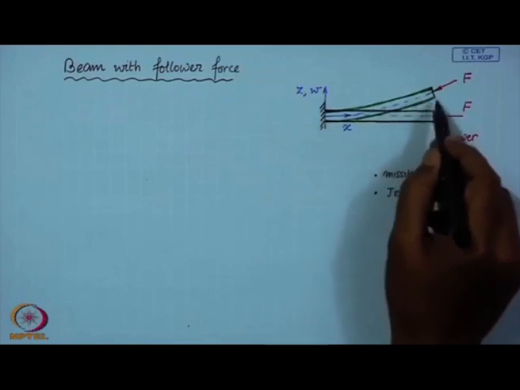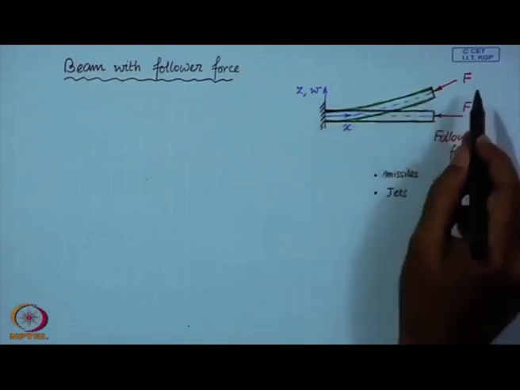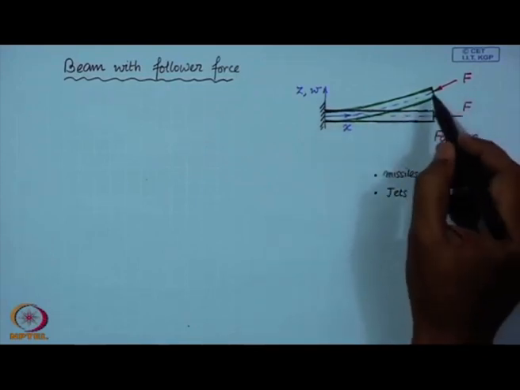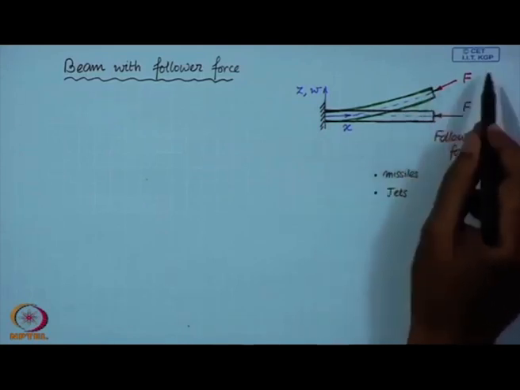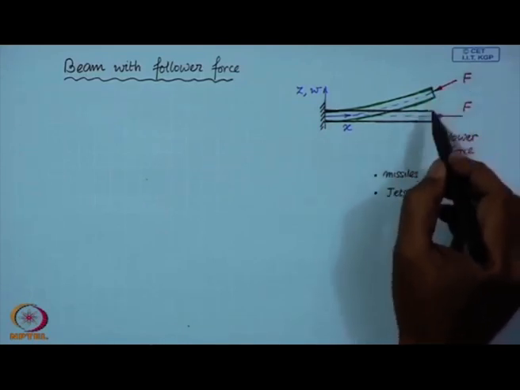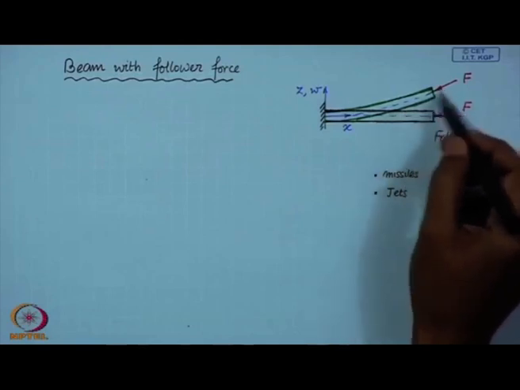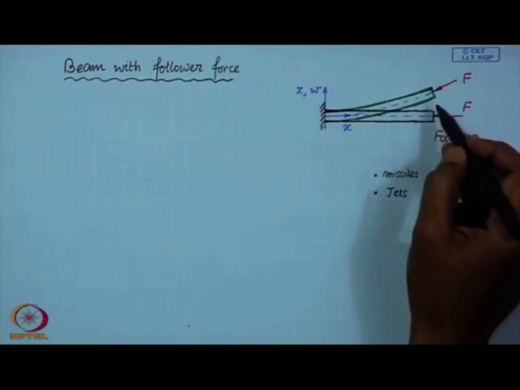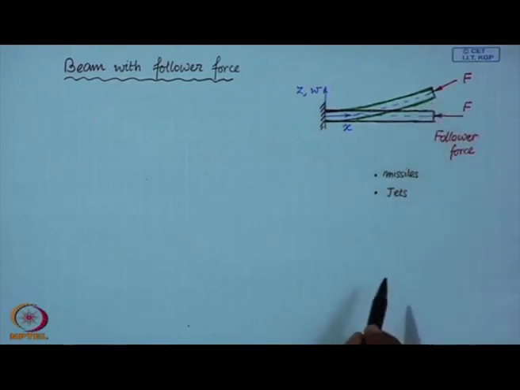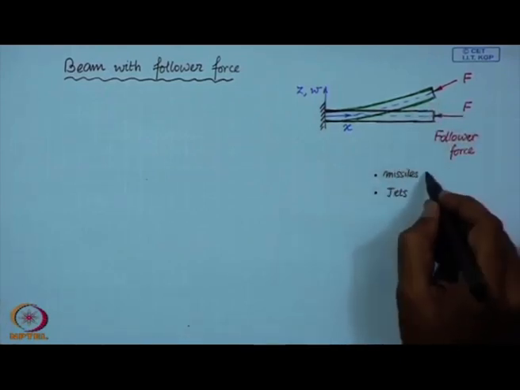So, when you have a pipe or a tube which has a jet at this end, the water comes out and that gives force on the free end of this pipe, and that is also a follower force. So, these are some examples.